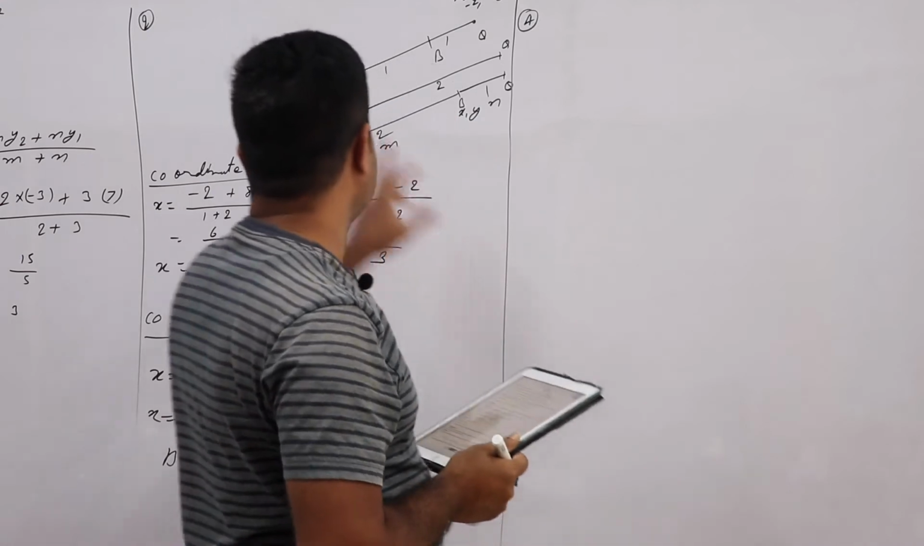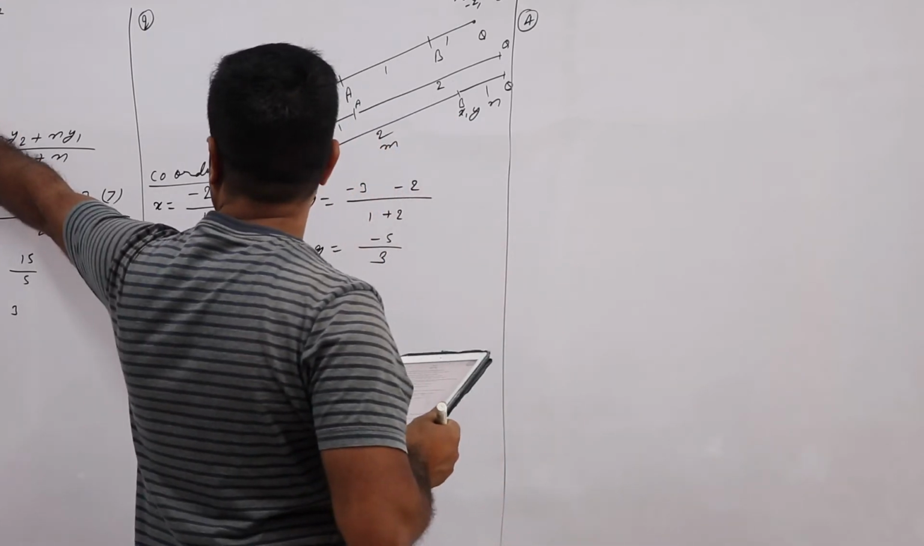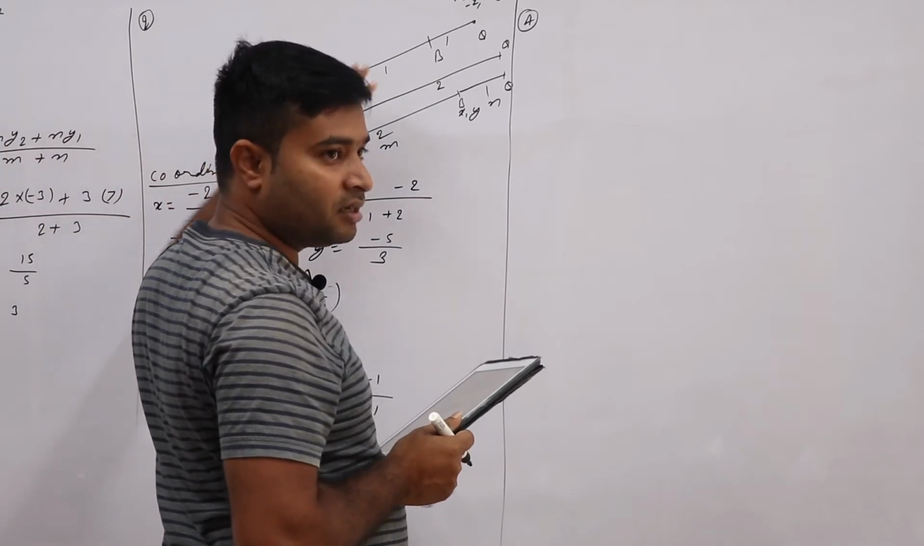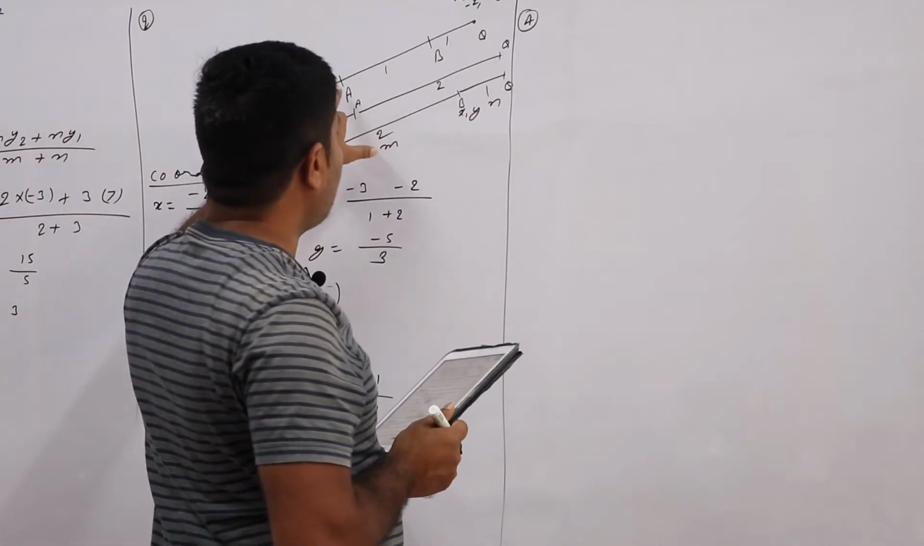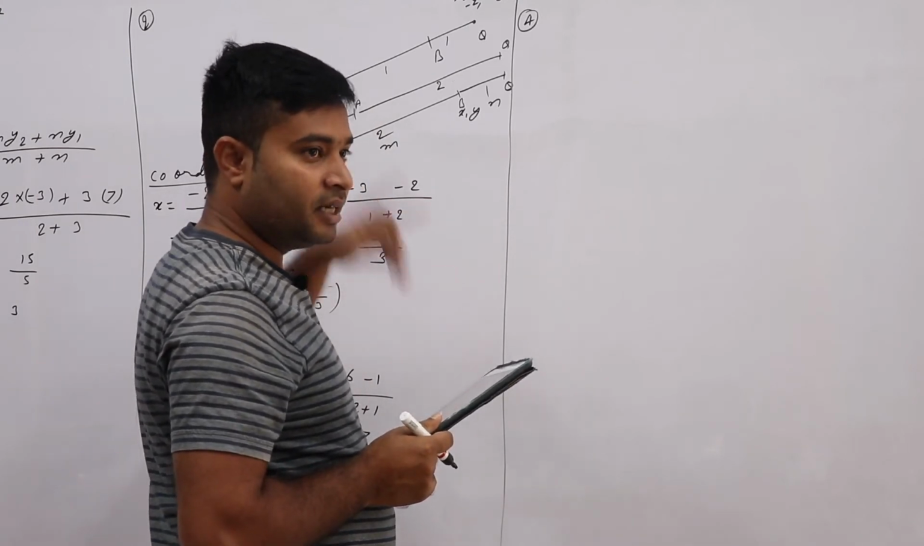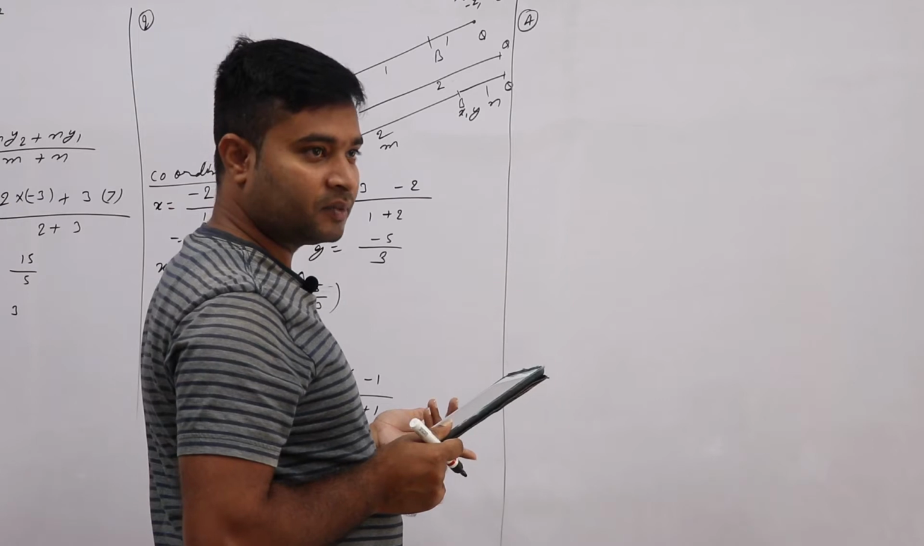Means here in this question the ratio was given. Here trisection was given. Now the coordinate is given, and you should find the ratio. This kind of question also we have done. Yes or no? Yes, sir.